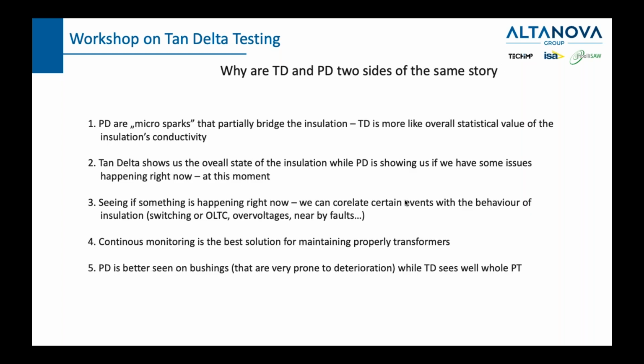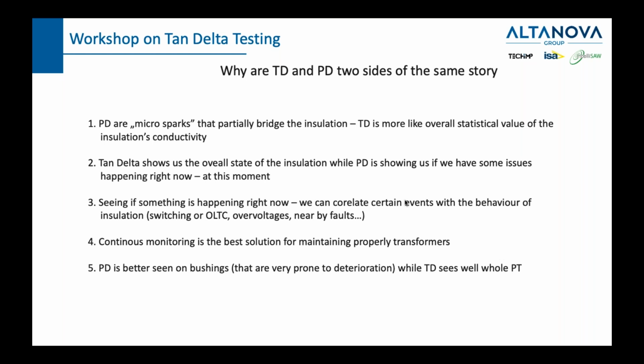Another point I wanted to make clear is the similarities between TD and PD. So first of all, PD, or partial discharge, are microsparks which partially bridge the insulation. While TD is more like an overall statistical value of the insulation's conductivity of the whole piece of that sample. Tan delta also shows us the overall state of insulation, while PD is showing us if we have some issues happening right now. So you can have a situation when there is no PD, and then a situation when there is a PD.